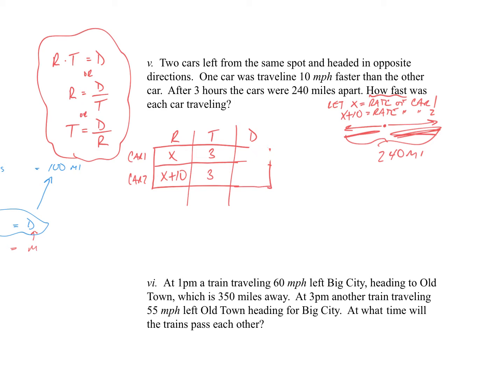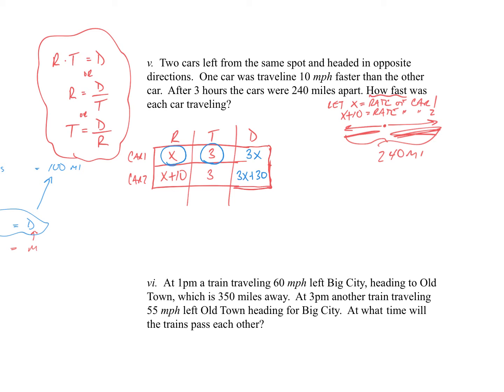So what I'm going to do instead is I'm going to say, I know that rate times time equals distance, so if I take this rate and multiply it by this time, that gives me the distance that car 1 traveled. It's definitely 3 times x. Whatever the rate of car 1 is, multiply that by 3, that's how far car 1 went. Car 2 had to have gone this far, because whatever its rate was, multiply that by 3, that's the distance that car traveled.